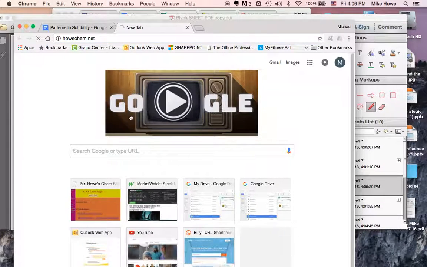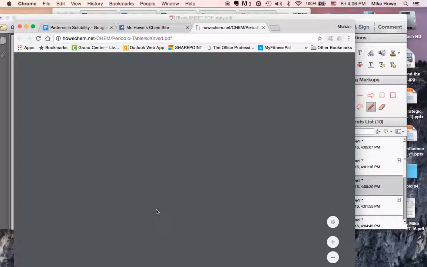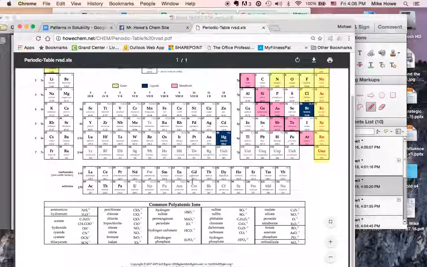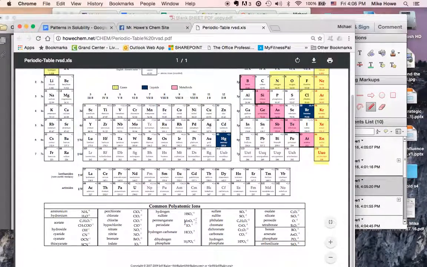So you may remember that we have a class web page. So if we go here and take a quick look at the periodic table, at the bottom of the periodic table is a list of polyatomic ions. Right down here, common polyatomic ions.